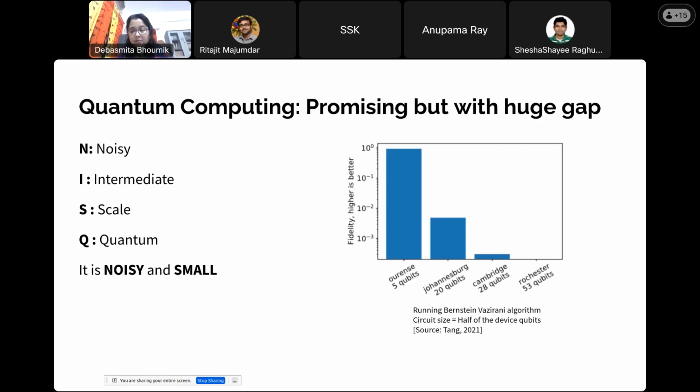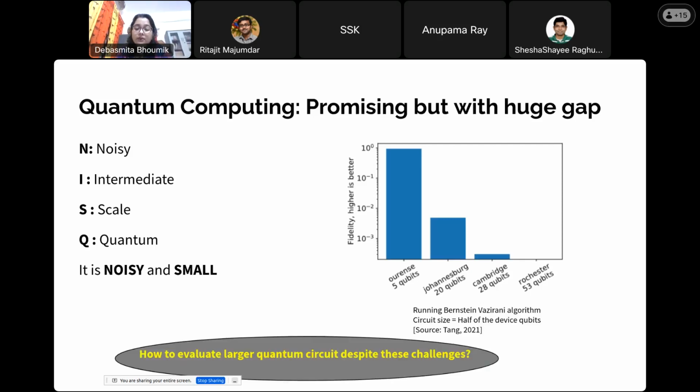So we can see from this graph that if we run a Bernstein-Vazirani algorithm circuit where the circuit size is half of the device size, then the fidelity drops. The fidelity, higher is better, because it is the closeness measurement. So suppose we are running this circuit in a 5 qubit machine, then the fidelity is good. But when the device size is increasing, the fidelity is falling. So how to evaluate the larger quantum circuits despite these challenges?